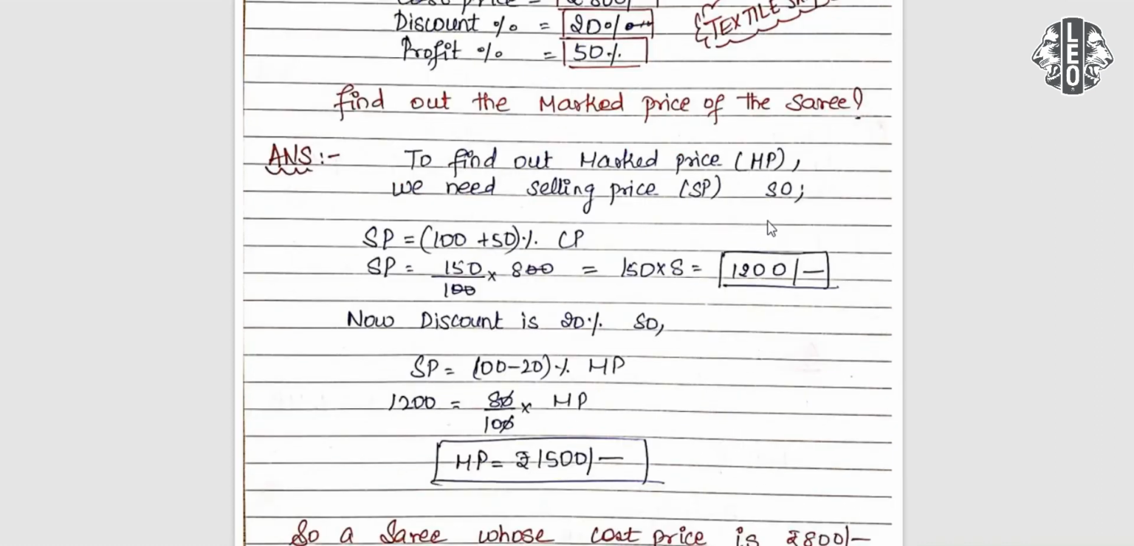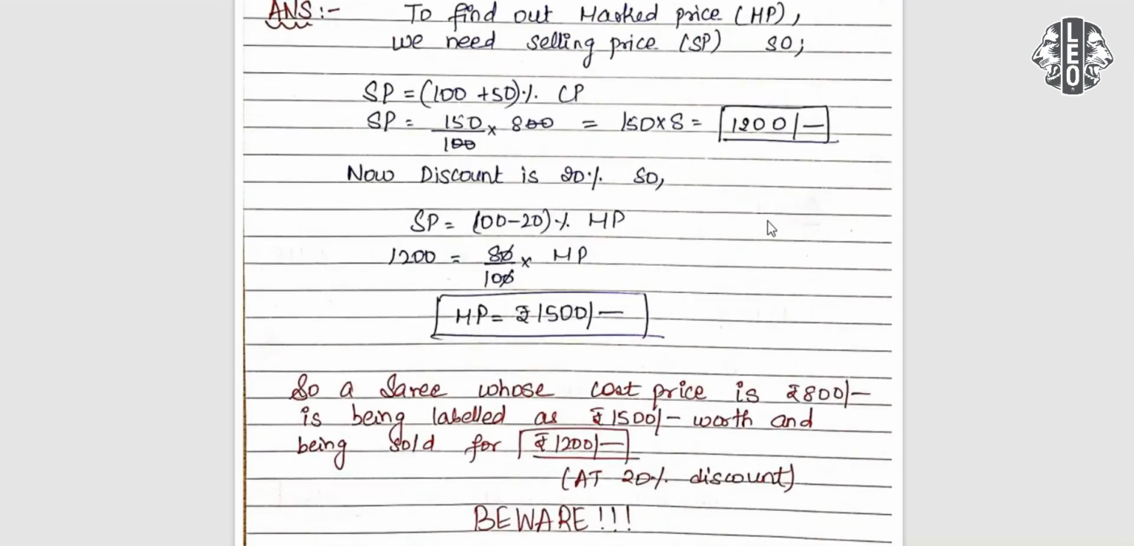So you just mark the answer as 1500 rupees. Now let me give you a real scenario. For example, a sari whose cost price is 800 rupees. The sari is just 800 rupees, but it is being labeled as 1500, nearly double, just 100 rupees less than 1600. It is being marked as 1500 rupees, but the real worth is 800 rupees.